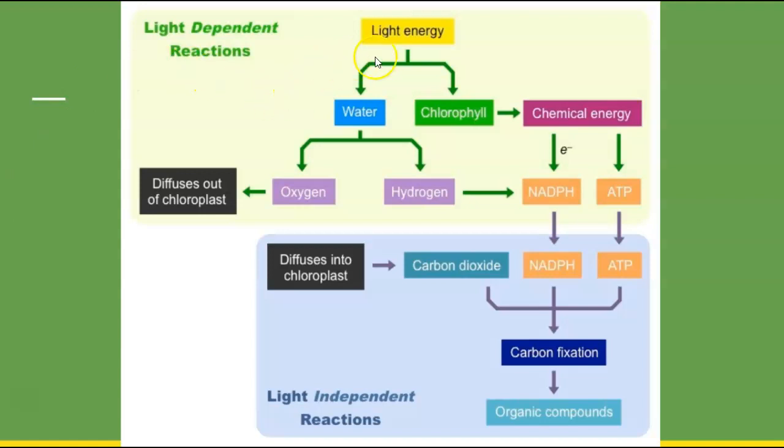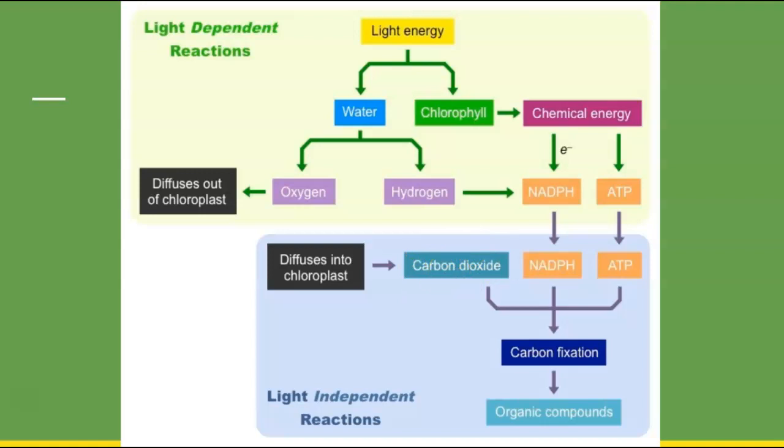So again, light energy comes in, it's absorbed by both water and chlorophyll. Water is broken down, oxygen is a waste product, hydrogen moves on to the next step, and chemical energy is ATP. So that is produced and it continues on. And then carbon dioxide is brought in as part of photosynthesis.